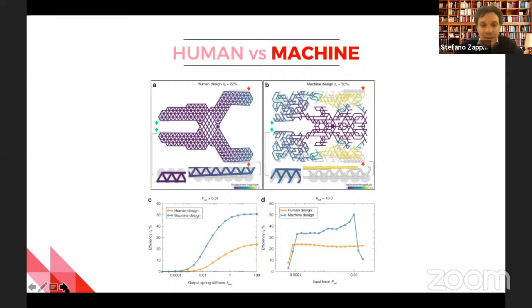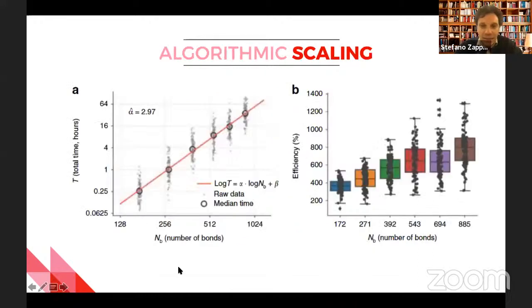But now let's come to the real focus of this session, which is how to improve the scaling with artificial intelligence. Here we study the algorithmic scaling. It becomes slower, of course, when you have more and more elements, but also the efficiency becomes larger. So there is a trade-off. You want to have better efficiency. Maybe you want to increase the elements, but on the other hand, you increase the time. So there is a problem with this.